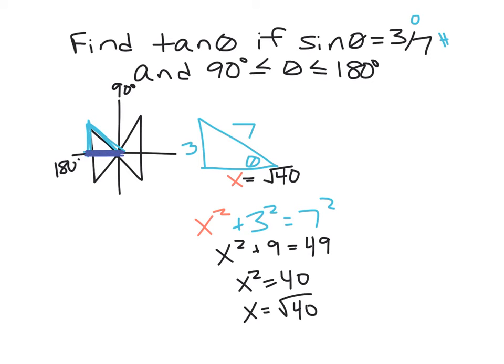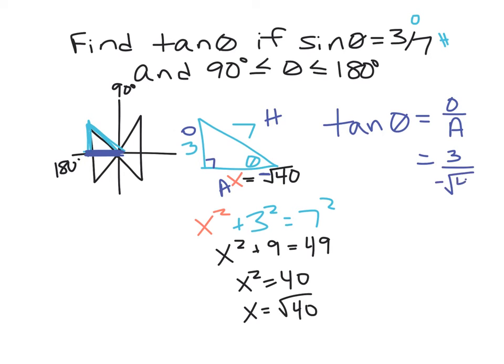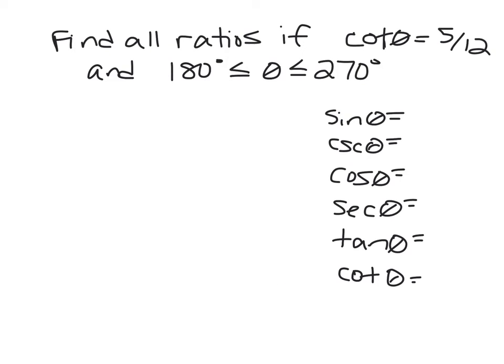In quadrant 2, my x value is going to be negative. That's going to affect my final answer because I'm trying to find tangent. Tangent theta is opposite over adjacent. If I label HOA, my opposite is 3, and my adjacent is negative square root of 40. So really the only thing that's changing from prior trig problems is I'm going to have some negatives thrown in here sometimes.